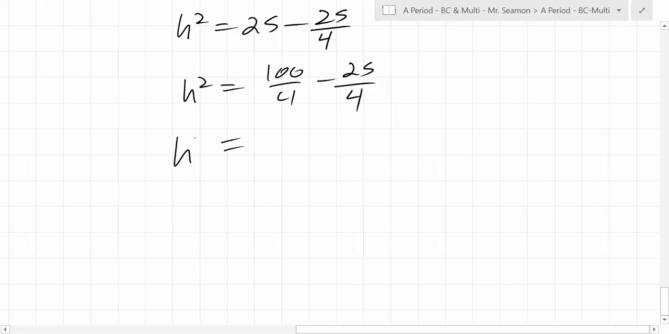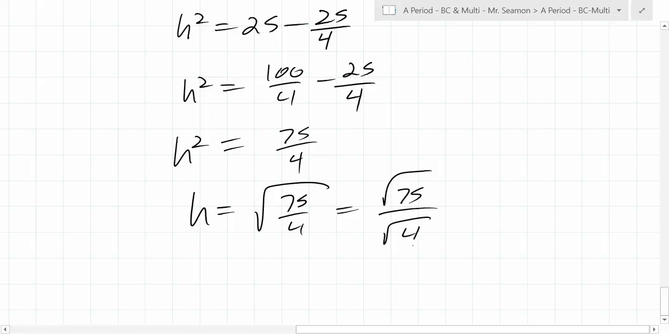So what's h squared going to equal? How many fourths are there? Nice, but it's h squared, so it's going to be the square root of this thing. So that's equal to the square root of 75 over the square root of 4, which is over 2, right? It's nice to simplify this, though. This is the square root of 25 times the square root of 3.